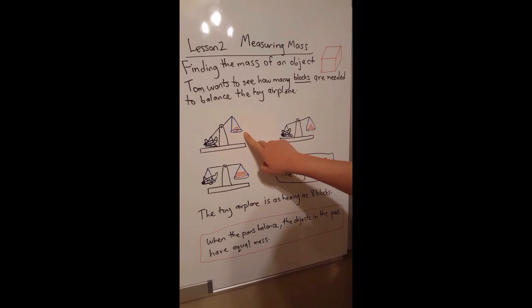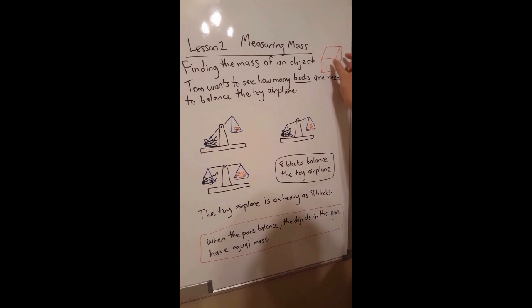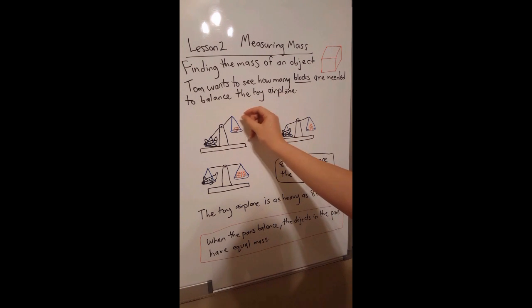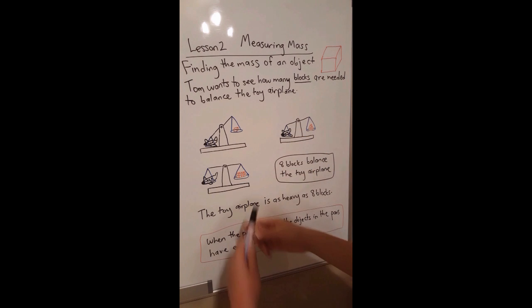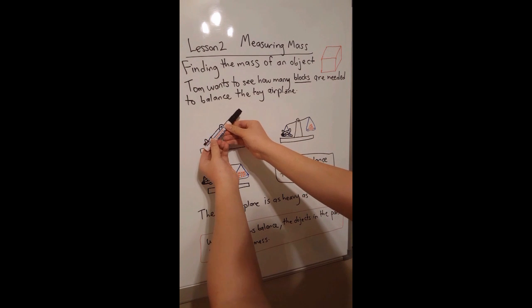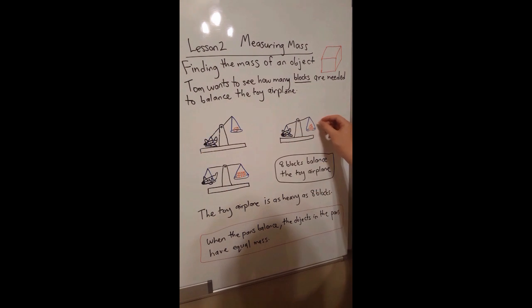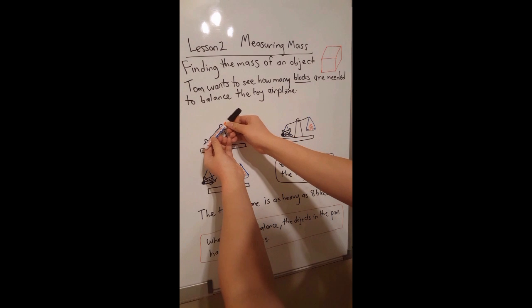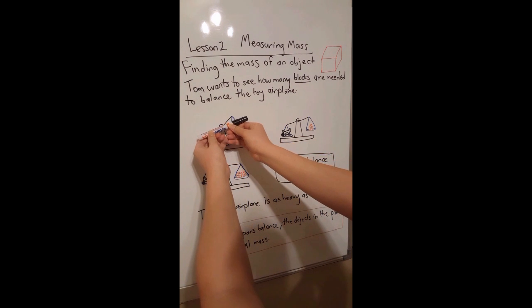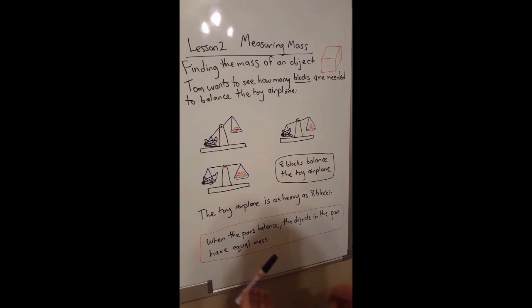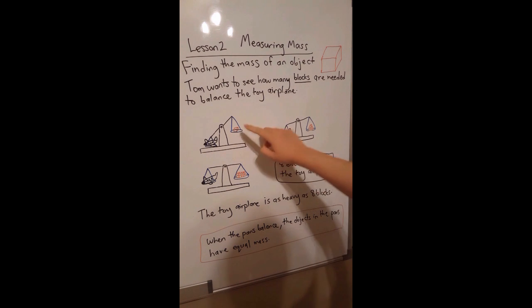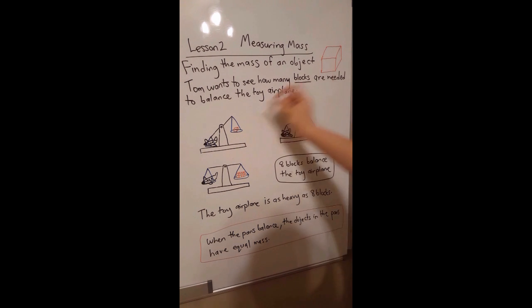What we do is that we keep adding the blocks. We keep adding onto the scale, adding more until the scale starts to tilt, so that both sides come to a balance. We want this case. So we know that this is not balanced. So what we do is we keep adding blocks.